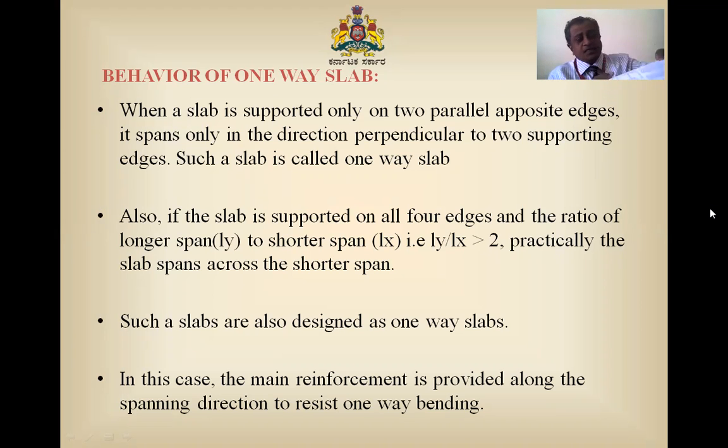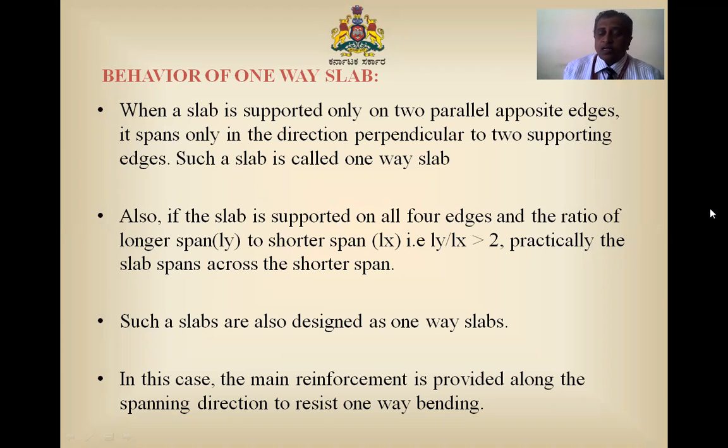Suppose this is a slab. Here one support is here, and one support is here. This slab is being supported by one left-hand side wall and one right-hand side wall. So if it is supported only on two walls and the spanning of the slab is perpendicular to the support, then it is to be designed as a one-way slab.